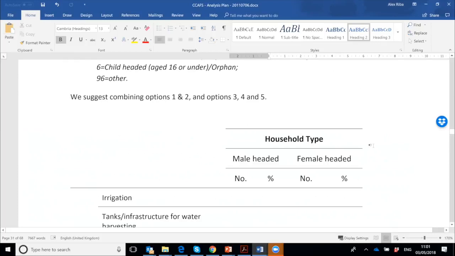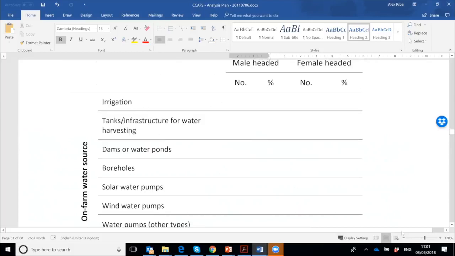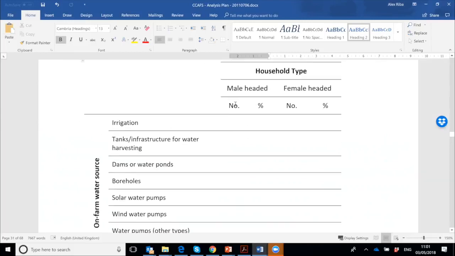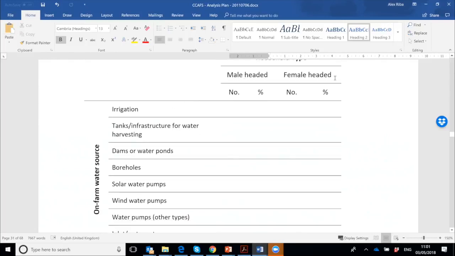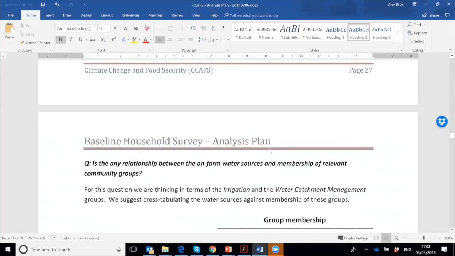So once we have decided this, and here categories are merged, are combined, we end up with a table like this, in which we have the 2 types of household, depending on who is the head, and these different types of on-farm water sources. And this is going to be populated once we get the data and process it.